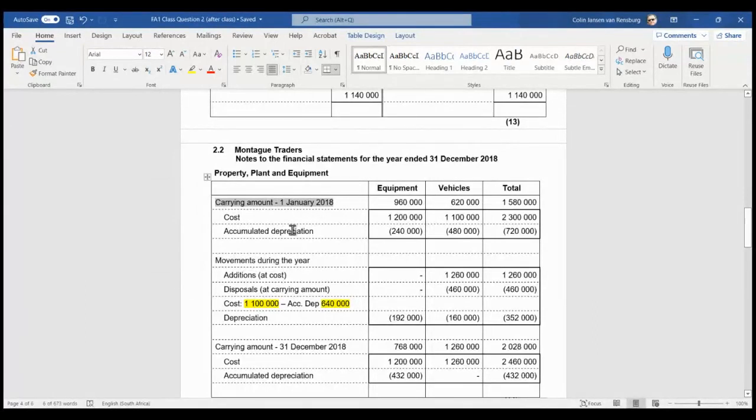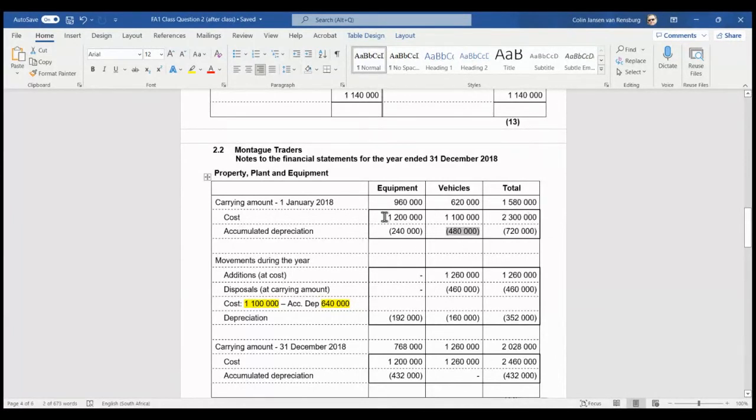Carrying amount on the 1st of January 2018, or you could also have described it as carrying amount at the beginning of the year. We do exactly the same with vehicles, ladies and gentlemen. We've just seen a few minutes ago that the opening balance on the cost account was 1.1 million. We saw that the opening balance on the accumulated depreciation account for vehicles was 480,000 negative, and we put a nice little block around that.